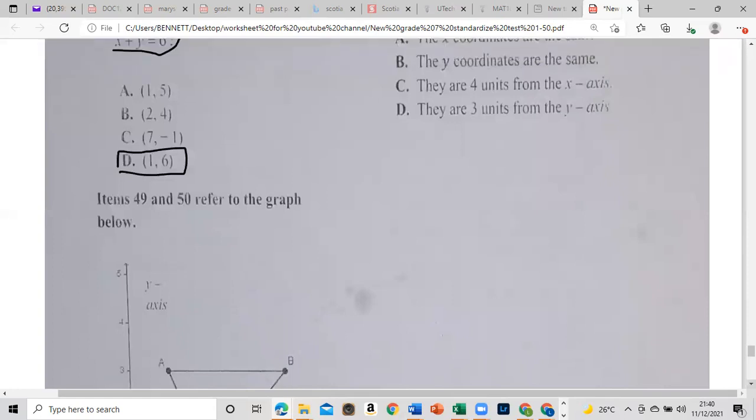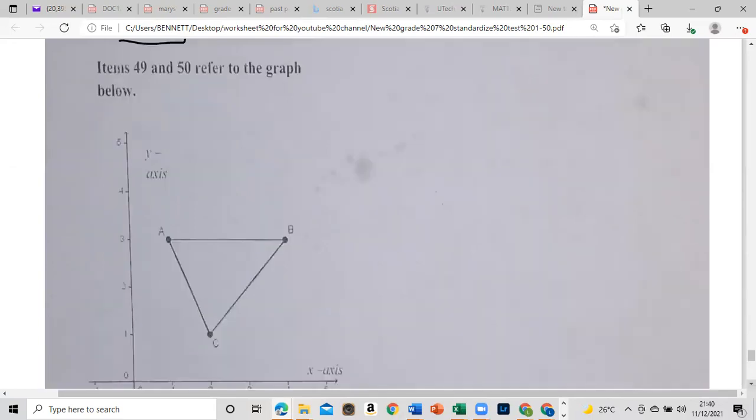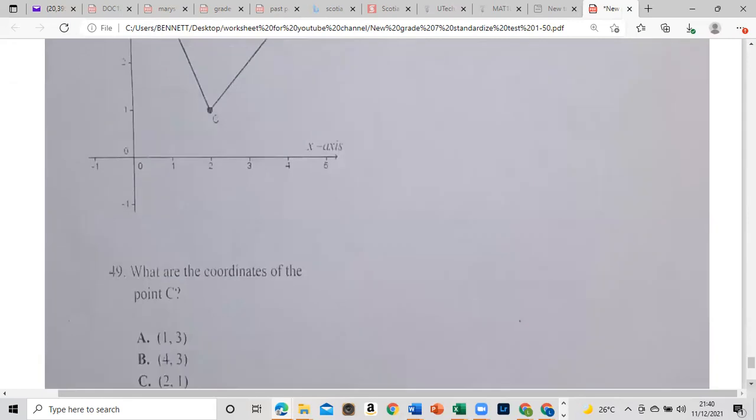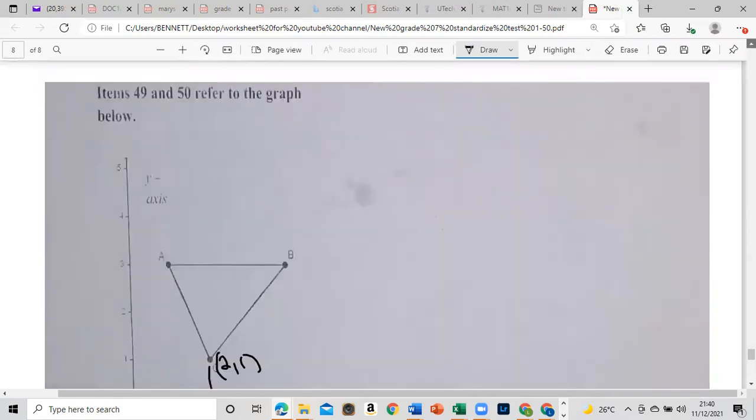Items 49 and 50 refer to the graph below. Alright, what are the coordinates of point C? So C is right here. Actually, ironically, I just did that. So it's 2, 1. I just did that up here for you. Alright, let me see the other one there.